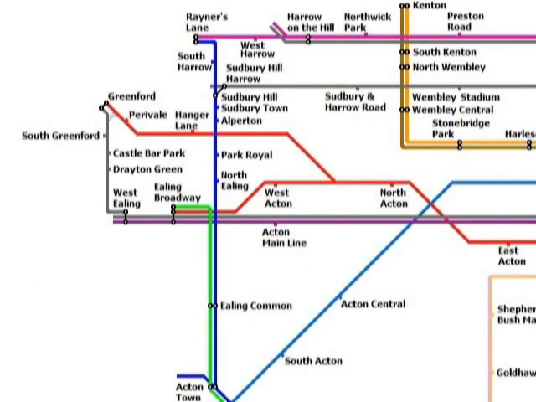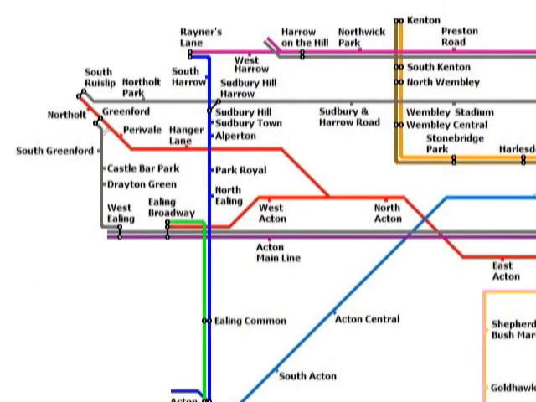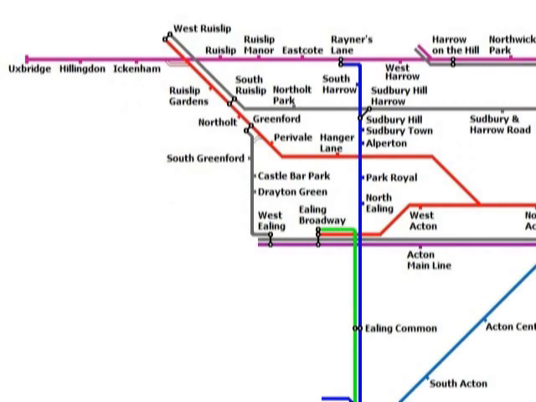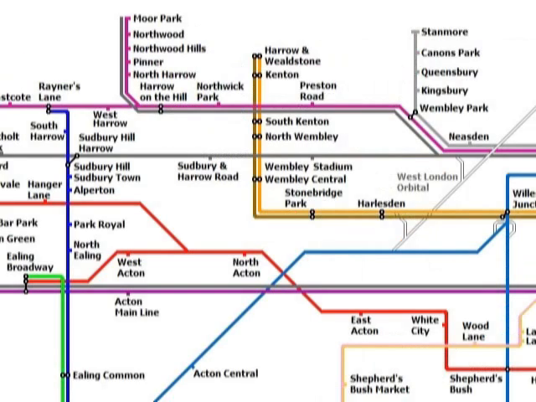Stanmore, which is end of the Jubilee line, Rayners Lane, West Ruislip, end of the Central line, Uxbridge, end of the Metropolitan line. End of lines are definitely targets.